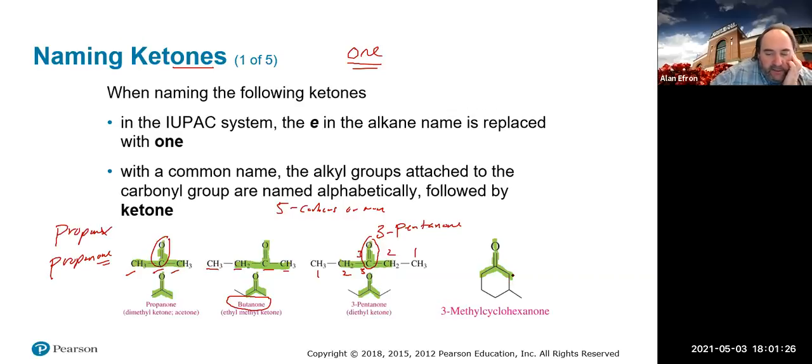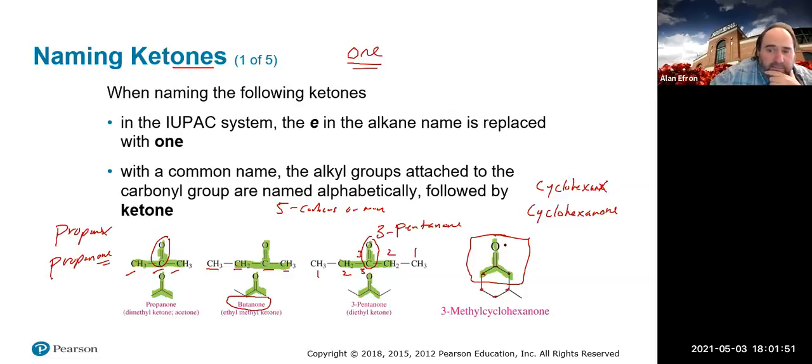Here in a ring structure, that is basically 1, 2, 3, 4, 5, 6 carbons. 6 carbons in a ring is cyclohexane. Dropping that E because we have that ketone group here, becomes cyclohexanone.